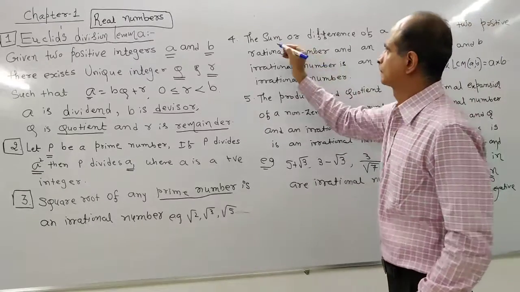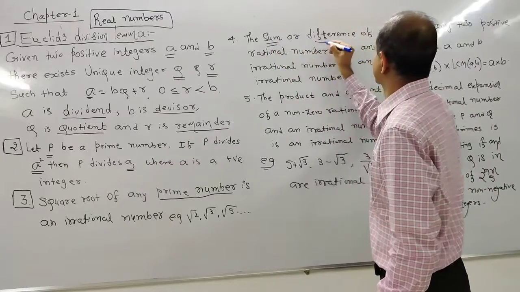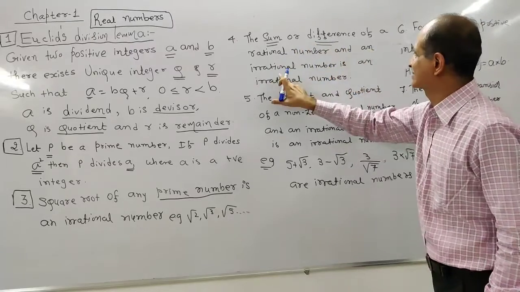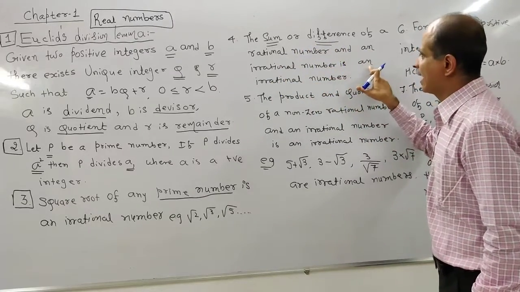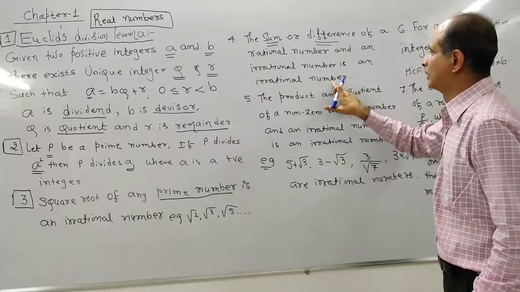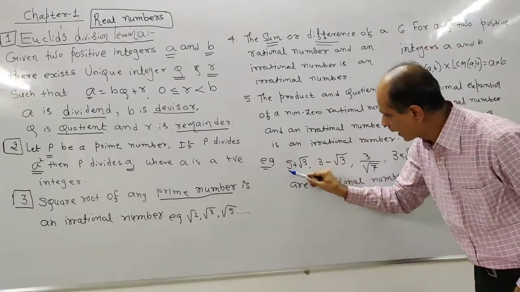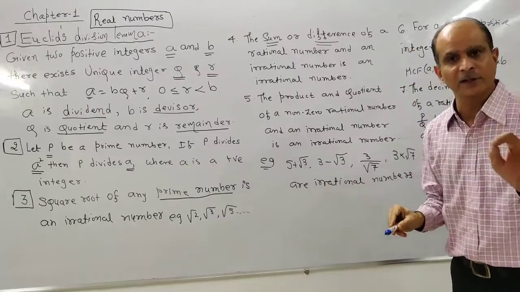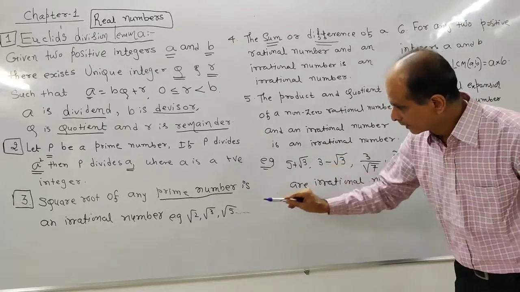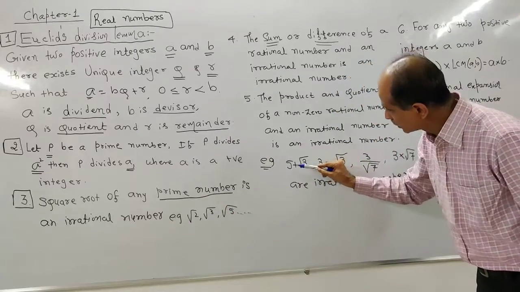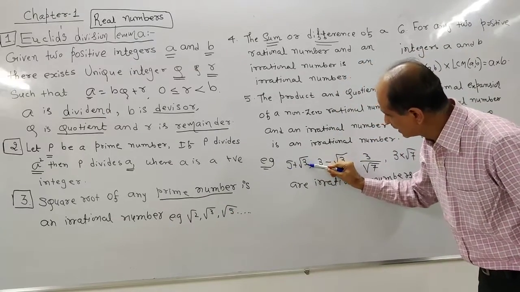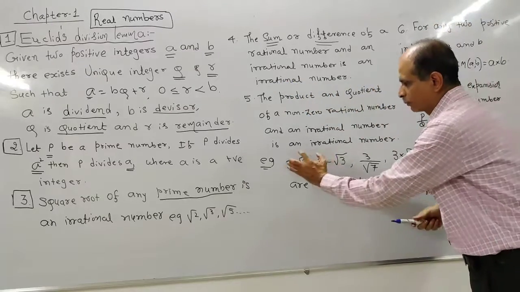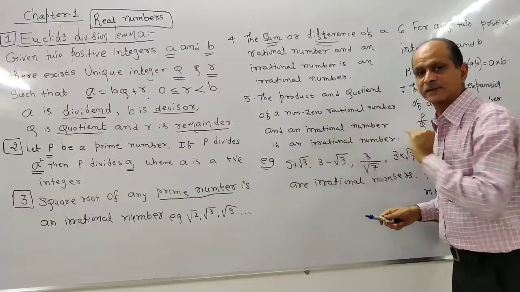The sum or the difference of a rational number and an irrational number is an irrational number. Let me give an example. You know 5 plus root 3. Here 5 is a rational number. Root 3 is an irrational number. So the sum of rational plus irrational is always an irrational number. So 5 plus root 3 is an irrational number.